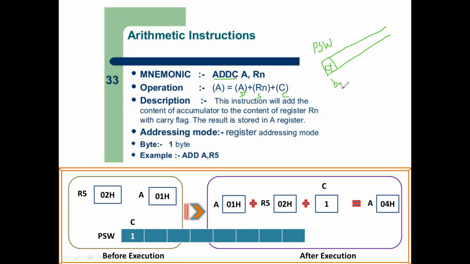PSW stands for program status word. So this is the register. Whenever any arithmetic or logic operation happens in the controller, this particular register is affected. For example, I'm adding two numbers. If there is any carry, this particular bit is set to 1.